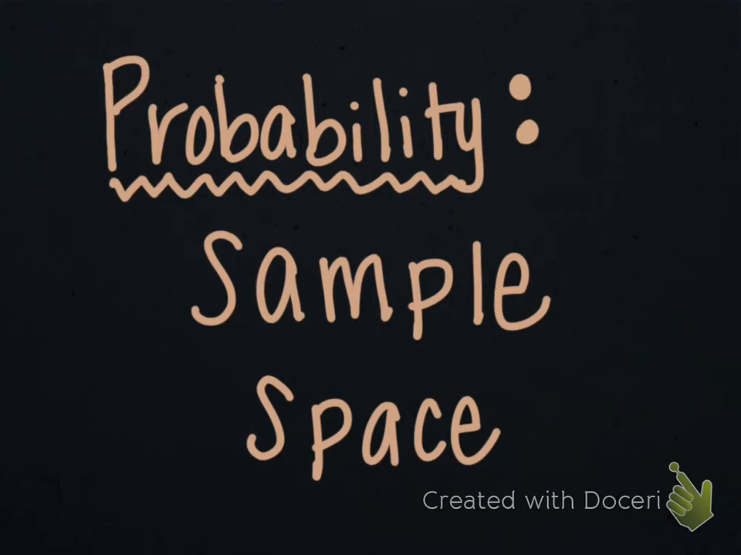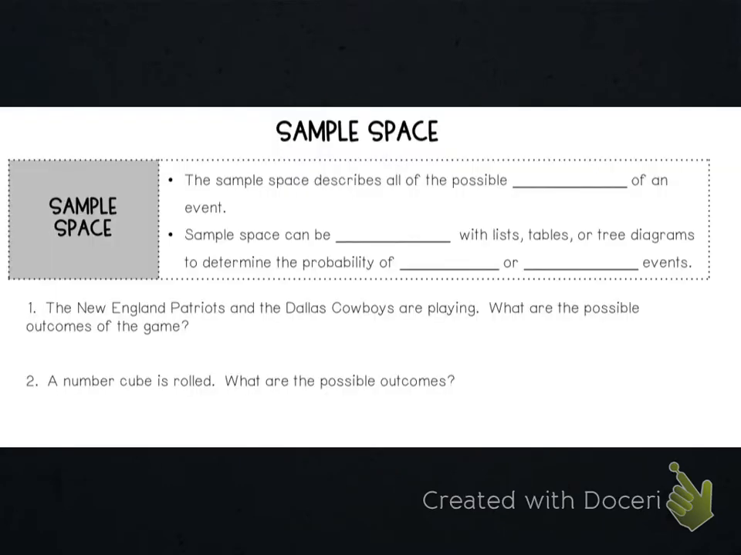Today we are starting our probability unit and we are going to talk about sample space. So the sample space describes all of the possible outcomes of an event, and sample space can be displayed with lists, tables, and tree diagrams. So those are the three things that we're going to do today. And really, lists and tables are going to go together.